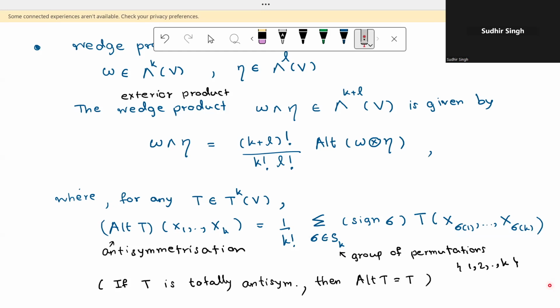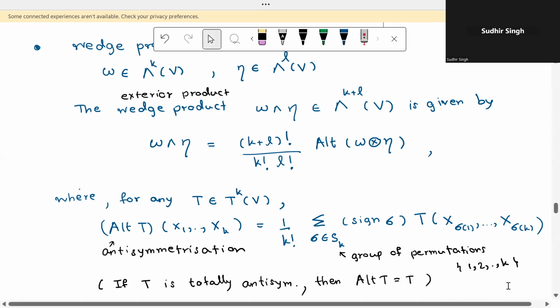If it's an even permutation, the sign is +1. If it's an odd permutation, the sign is -1. And then you just have to weight it by K factorial. This weight is because we want the definition to be such that if the tensor is already totally antisymmetric, then the antisymmetrization will give itself. So ALT of T will be T itself. Okay, so this is the wedge product.